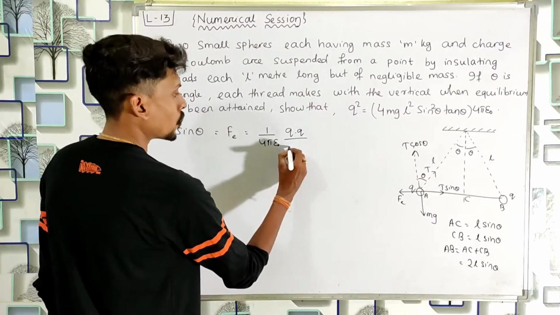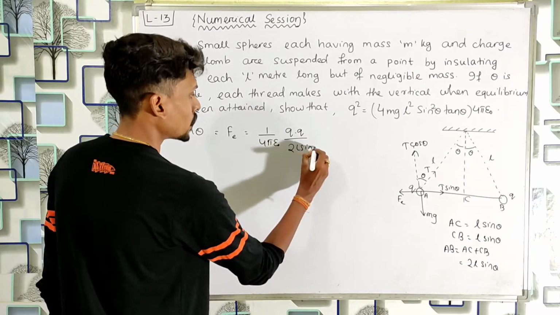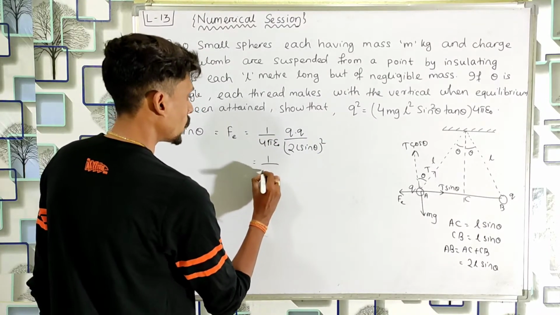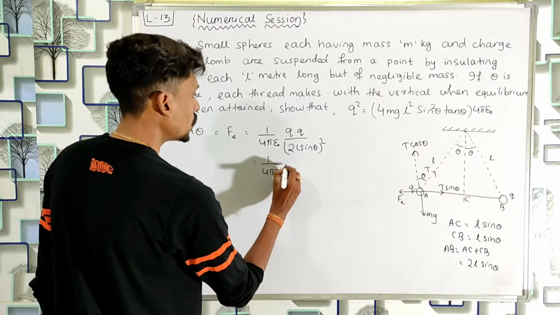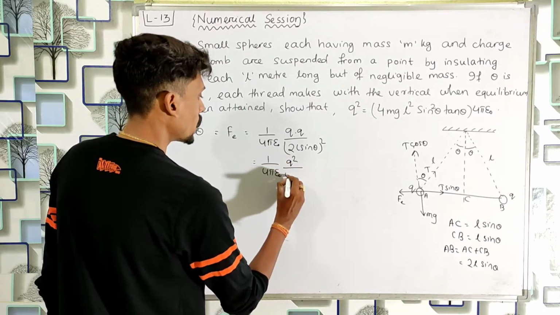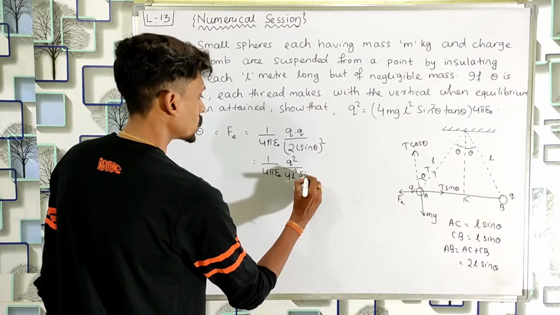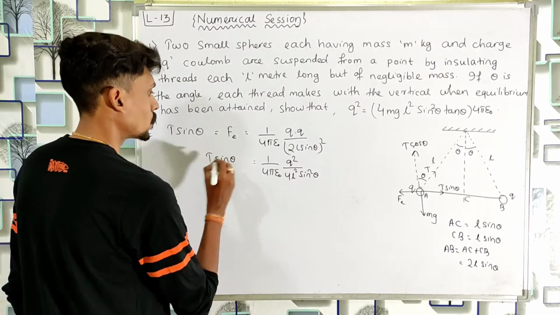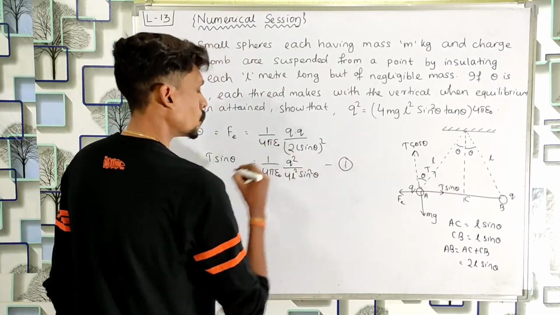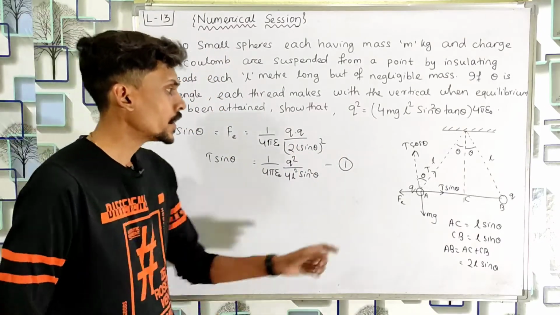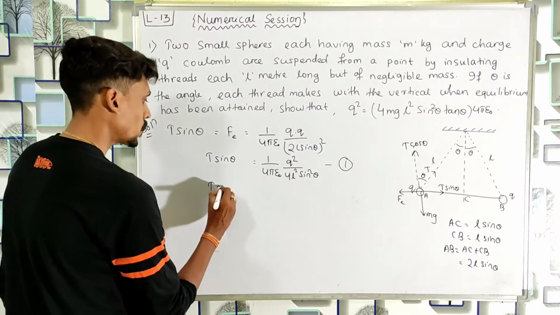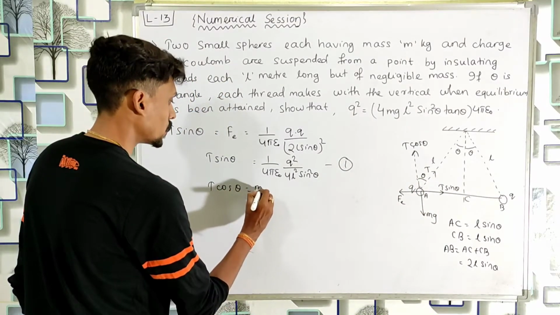So AB square will be 2L sin theta whole square. That is equal to how much? 1 by 4 pi epsilon naught Q square by 4L square sin square theta. So T sin theta is equal to this much. This is equation 1. And T cos theta will balance mg. So write T cos theta is equal to mg.